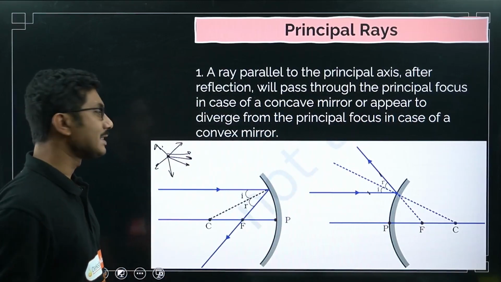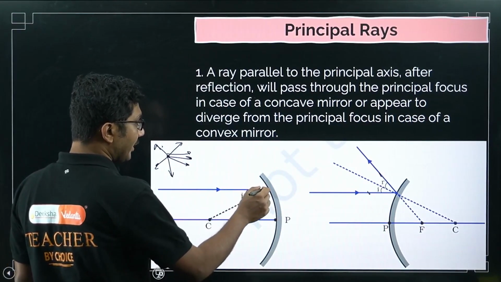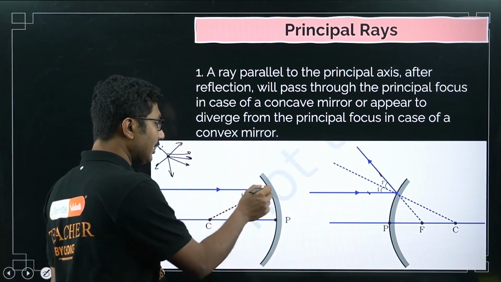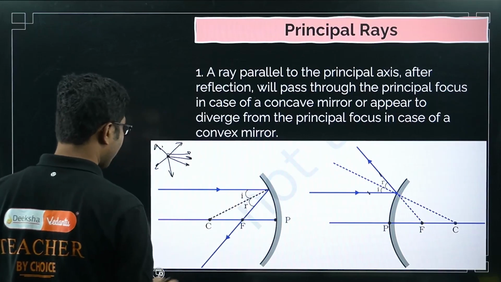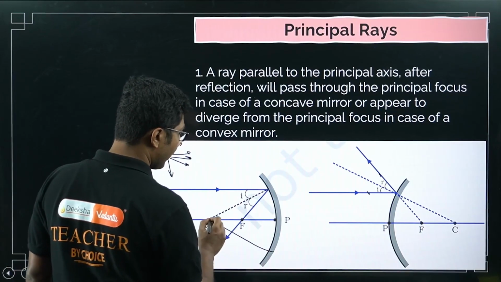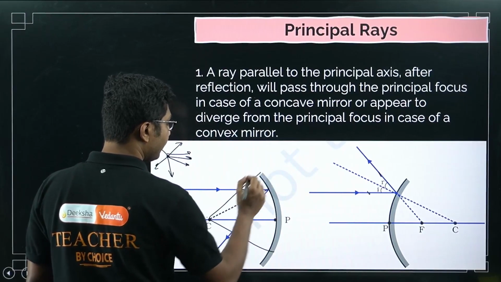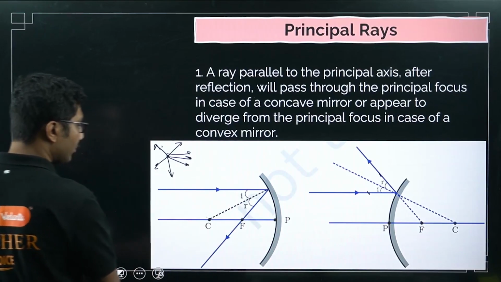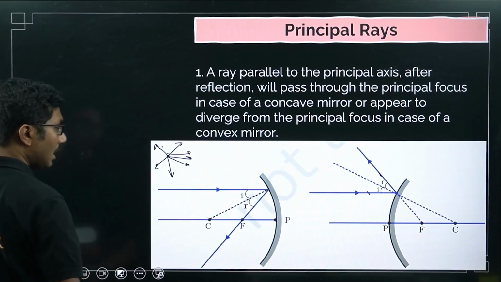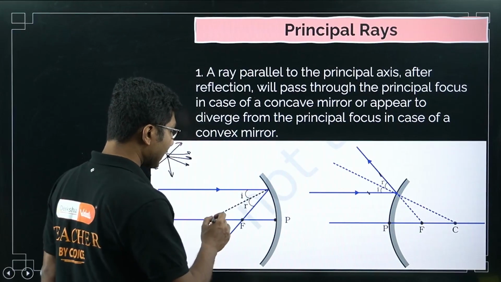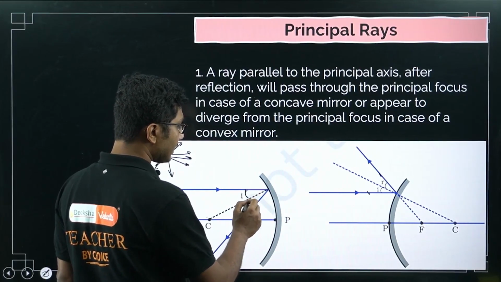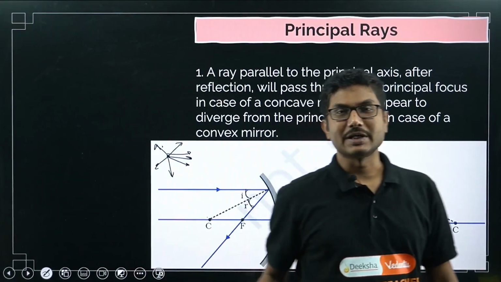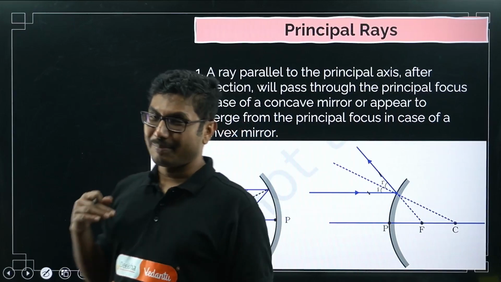Now one important thing: when you join the point of reflection with the center of curvature, this will give you the normal. For any point of reflection, this will always be the normal. That is one trick about spherical mirrors. When you join the center of curvature to any point, that gives you the normal. So in this case, this is the normal, this is the angle of incidence, and this is the angle of reflection. Obviously they are equal. This has not much physical meaning for this particular class.